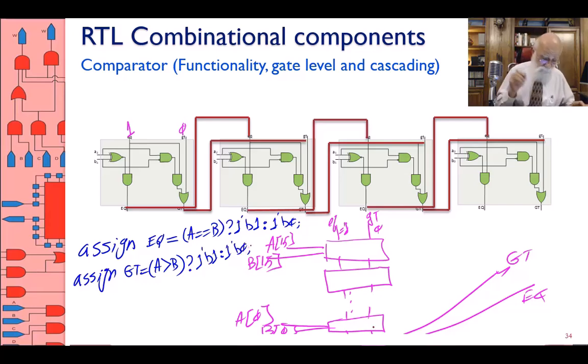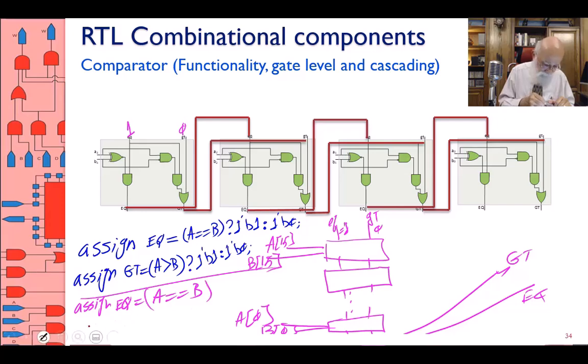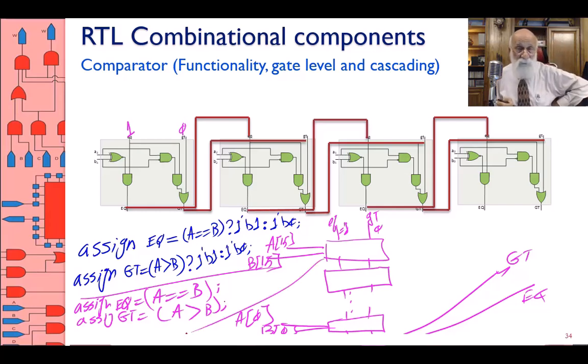Okay, something else you can do. Instead of that, you can do that, but maybe you want it to be more explicit so you can read it better. You can also do this: assign EQ equal A equal B. That's it. Assign GT equal A greater than B. That works too. Okay?